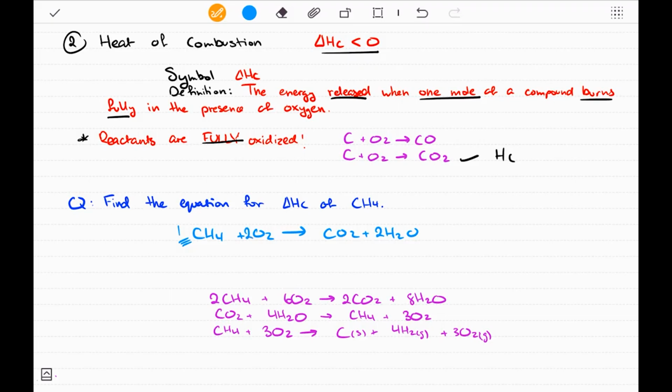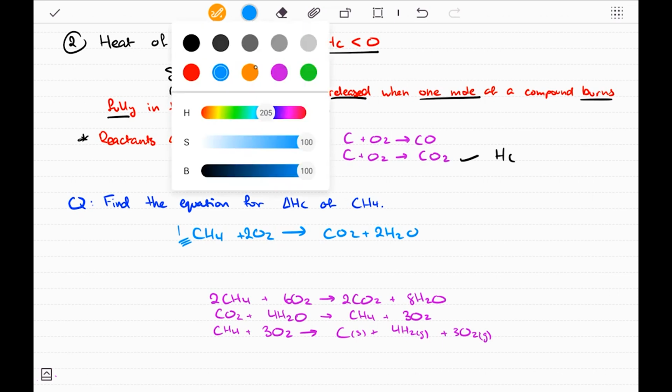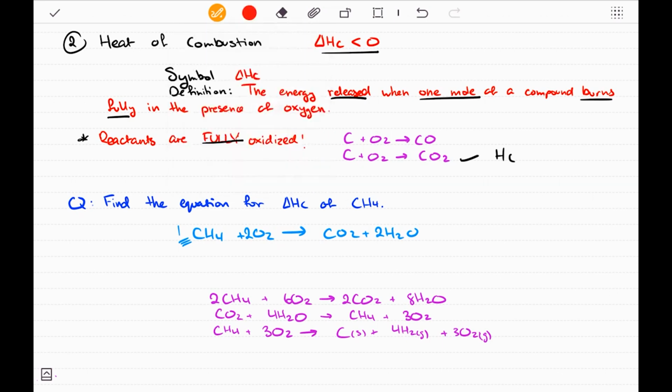Looking at the ways in which they might try and confuse you with this, they might forget to put only 1 mole of the compound burning. This is wrong. It should be 1 mole burning only. They might swap the equation, which again is wrong. This should always be a reactant and not a product. And they might also give it to you properly, with 1 mole of the reactant on the reactant side, but the products might not be oxidized. They could give you C and H and O on the side. This is wrong. The products should always be oxides and not elements.